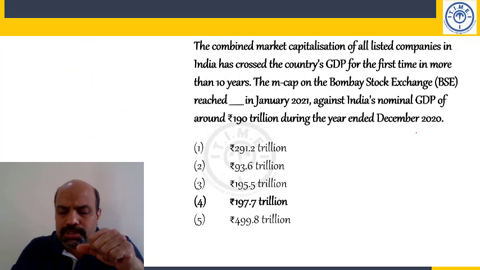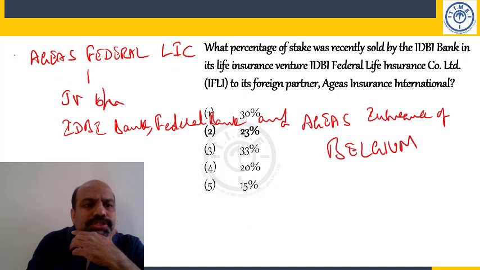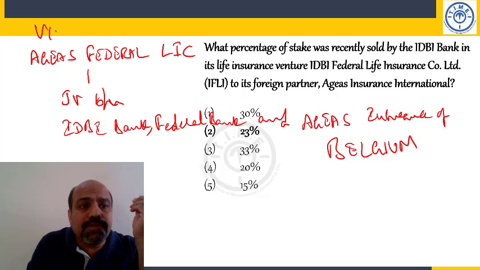And who is the CEO of this company? You could write this also. The CEO of Aegis Federal Life Insurance Company is Vignesh Sahani.